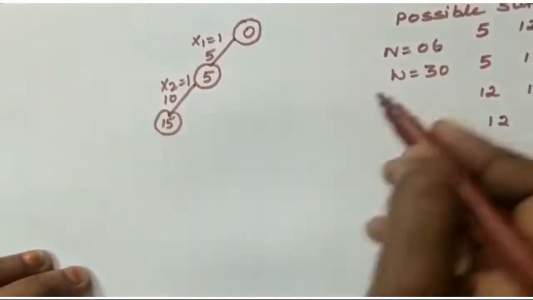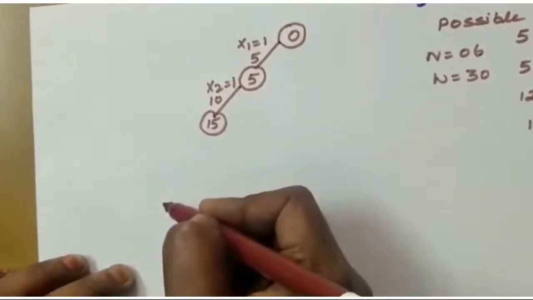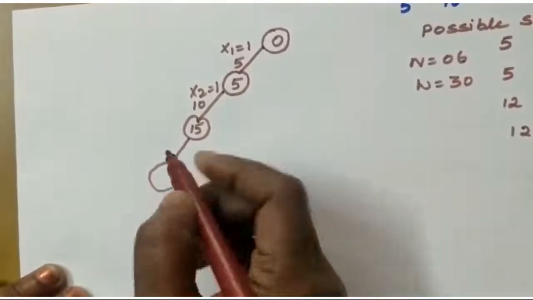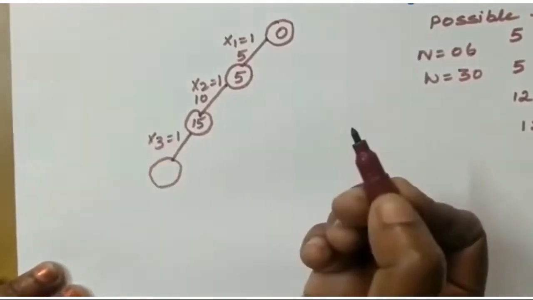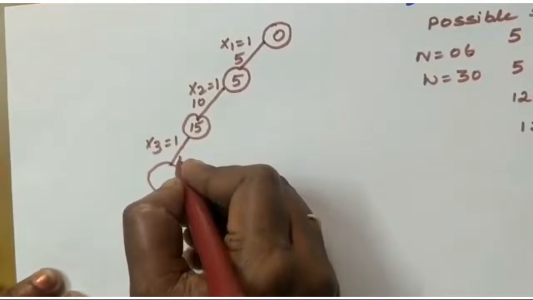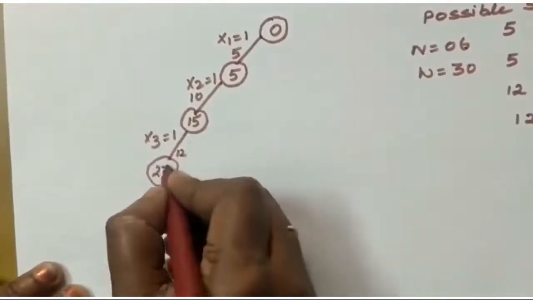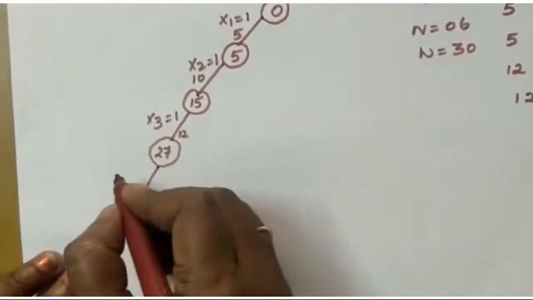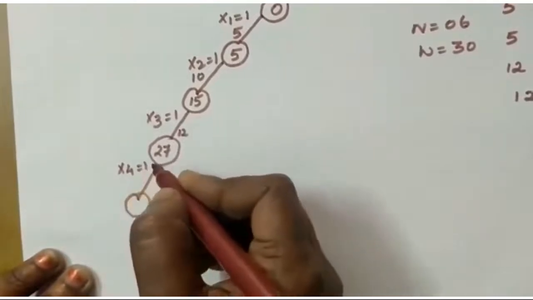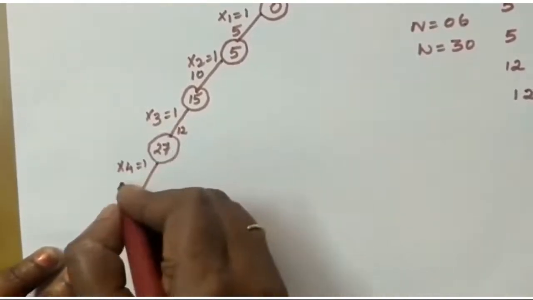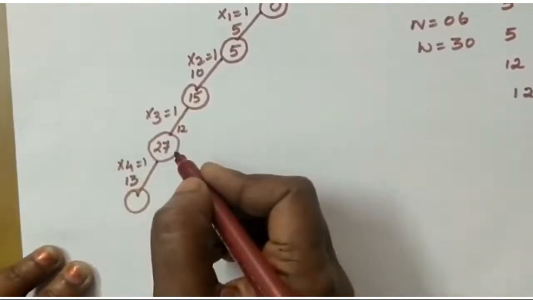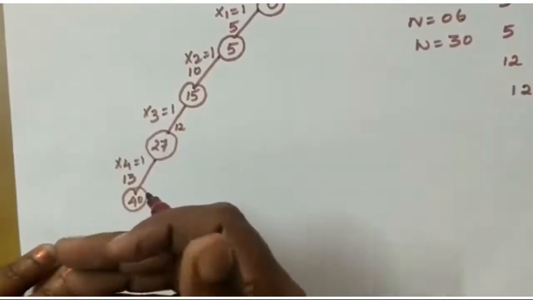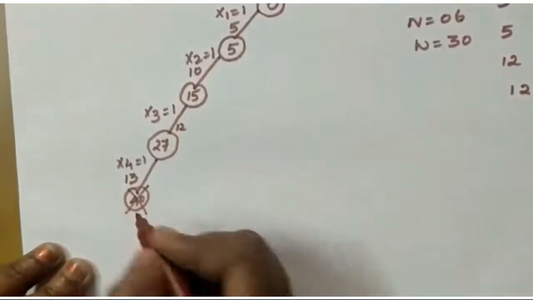Until we get the value 30, we have to just go in depth on the left hand side. So again we go to the third level, x3 equal to 1. Now the value of x3 is 12, 15 plus 12, 27. So still we didn't get the value 30. Again we'll go in depth. The fourth level, x4 equal to 1. That means the fourth item is to be included. The fourth item is 13. Now 27 plus 13 is nothing but 40. So 40 exceeds the limit, so we kill this node.